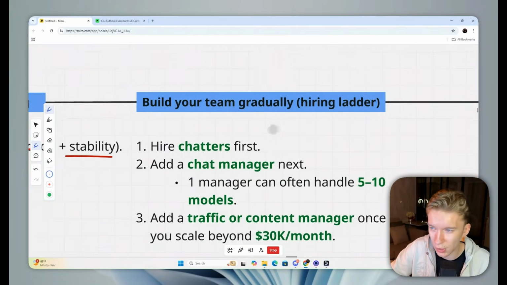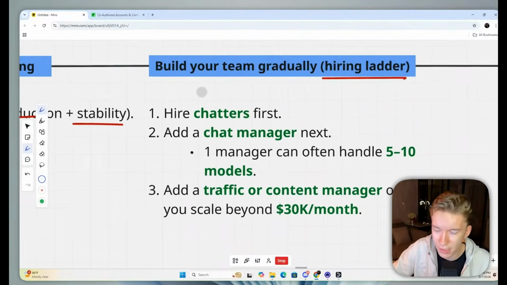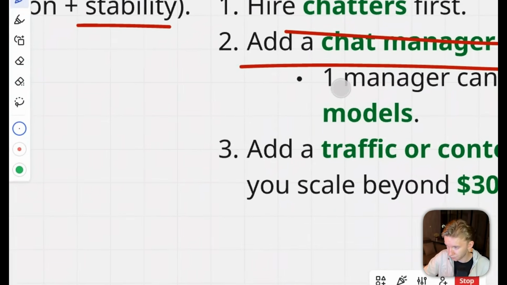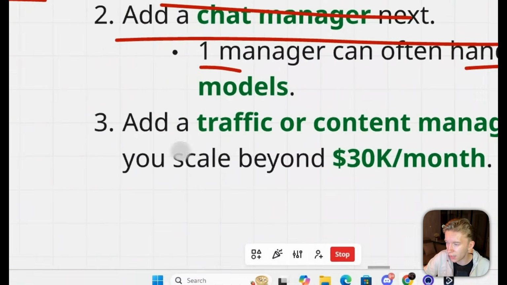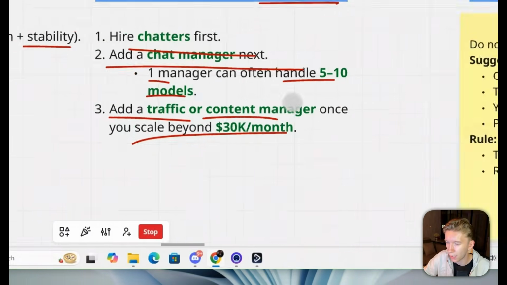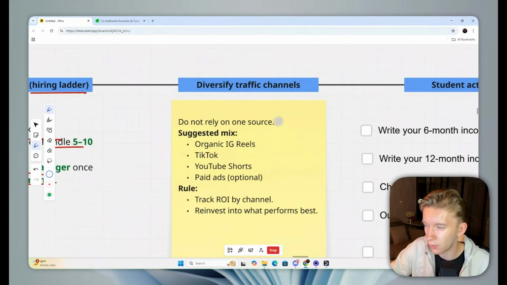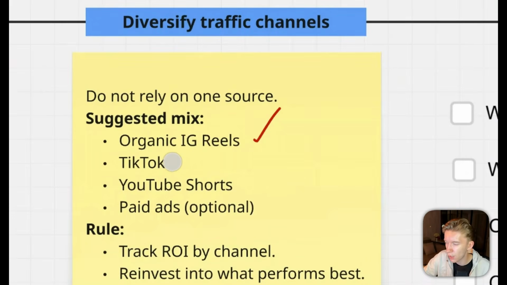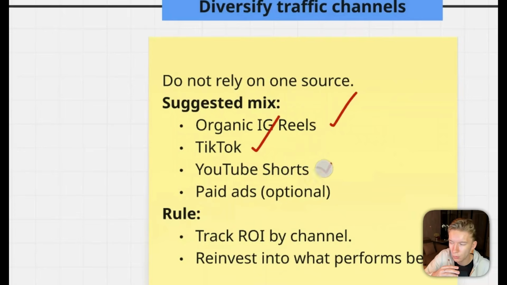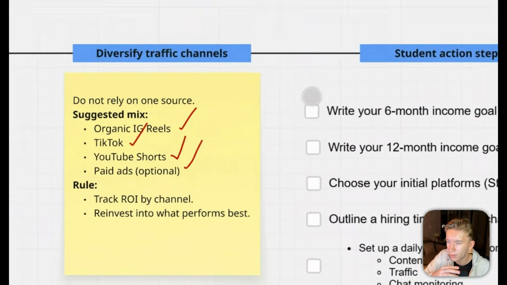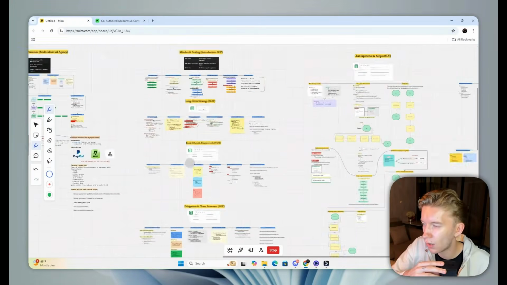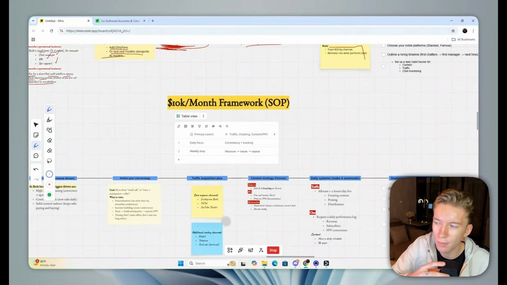Build your team gradually. In terms of hiring, we're going to get into more detail shortly, but hire chatters first, then add a chat manager. One manager can often handle 5 to 10 models. Add a traffic and content manager once you scale beyond 30K. Diversify channels. Don't just rely on organic reels. You should be taking advantage of IG Reels, TikTok, YouTube Shorts, and paid ads, and track all ROIs. So let's go on to the 10K per month framework.